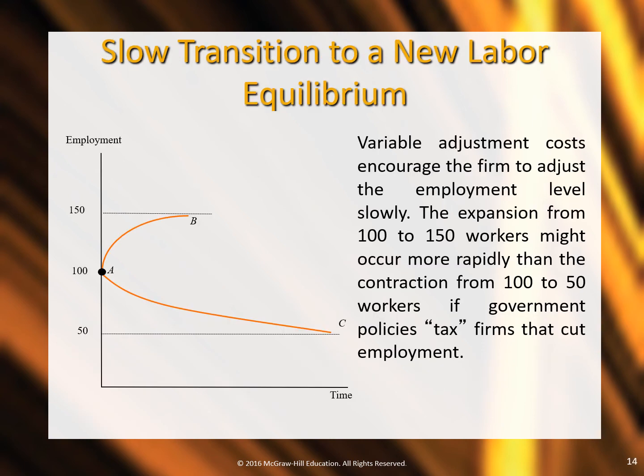Slow transition to a new labor equilibrium. Variable adjustment cost encourages the firm to adjust the employment level slowly. The expansion from 100 to 150 workers might occur more rapidly than the contraction from 100 to 50 workers if a government policy taxes firms that cut employment. In this figure, we can see the difference in the time series between a firm needing to fire 50 workers and to hire 50 workers.